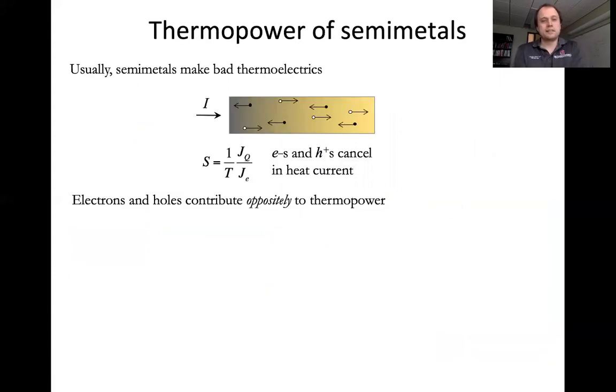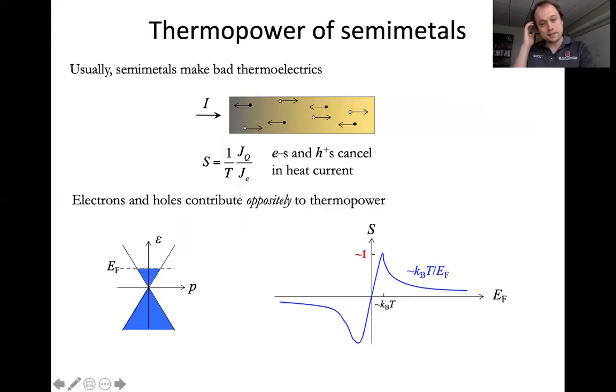Okay, so when you first start looking at the thermal power of semimetals, it seems like this is all a bad idea. And the reason is that the virtue of a semimetal is supposed to be that you can have electrons and holes coexisting simultaneously. But if you have electrons and holes simultaneously, then you'll find that they tend to cancel in the thermal power. So just imagine running an electric current, then holes will move in one direction, electrons will move in the opposite direction. And in doing so, they will cancel in the heat current. They're carrying heat current in opposite directions, even as they carry electric current in the same direction due to their opposite charge. And so that will give you a small thermal power.